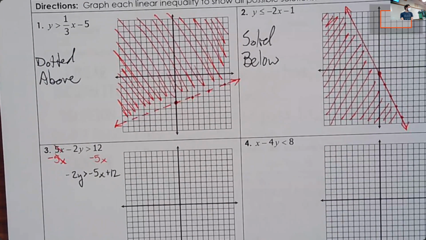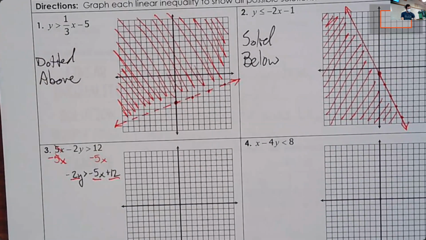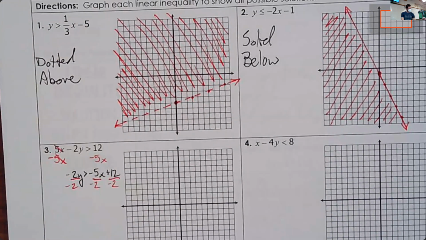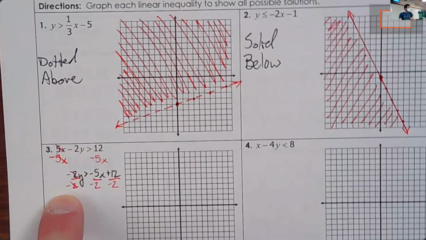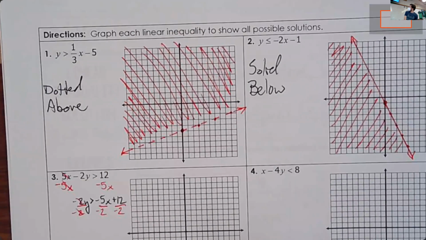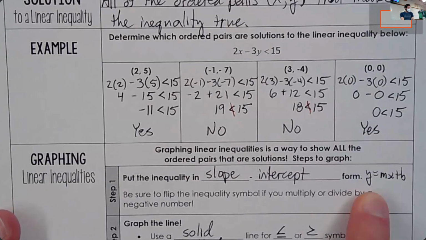What's the last thing we have to do here to get y by itself? Divide everything by what? Negative 2. All right. So we're dividing everything by negative 2. Those negative 2's cancel. I'm going to go back to the first page here real quick. So everything gets divided by negative 2. Right now we're working on step 1. We're getting the inequality in slope-intercept form.